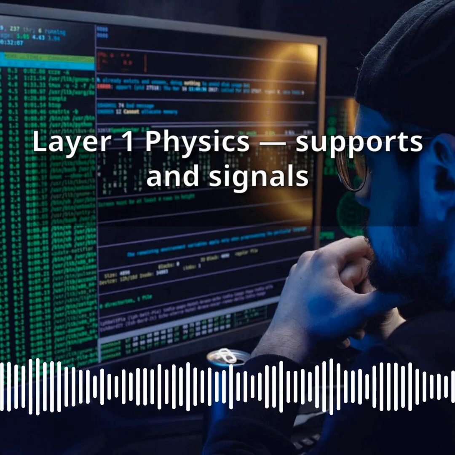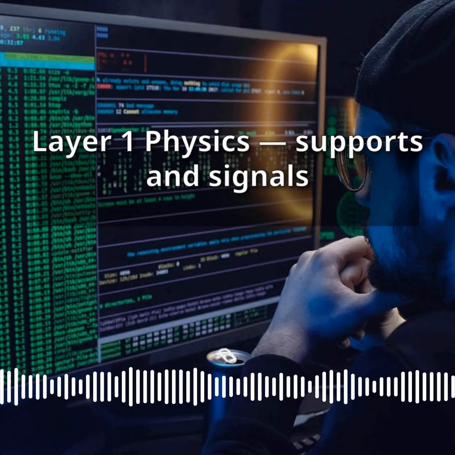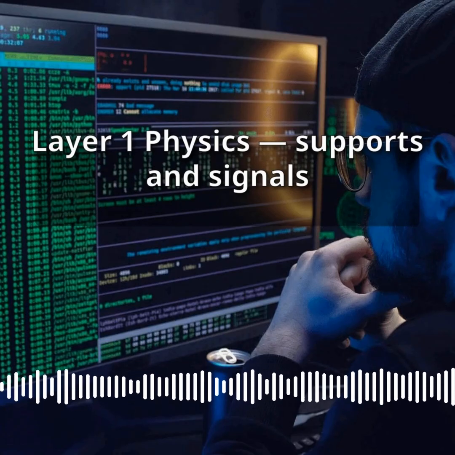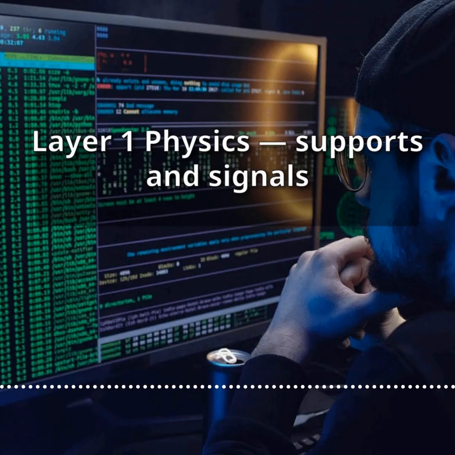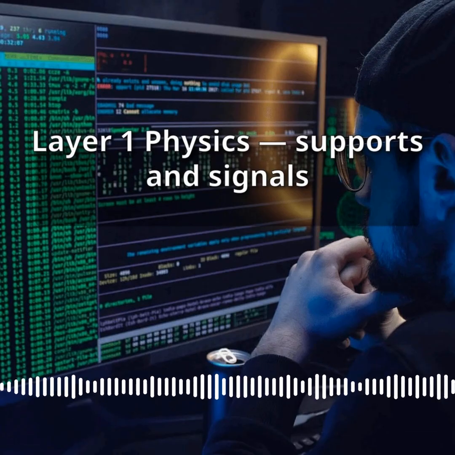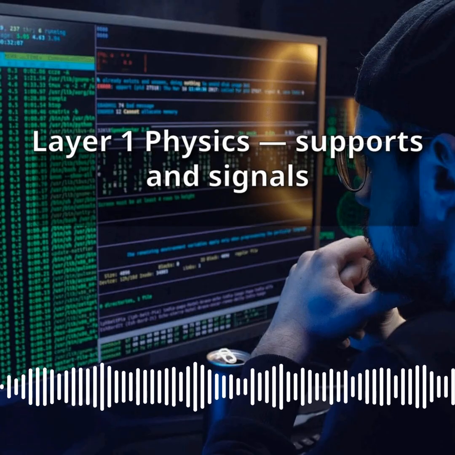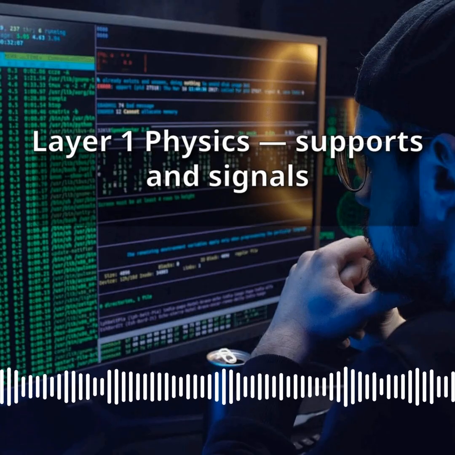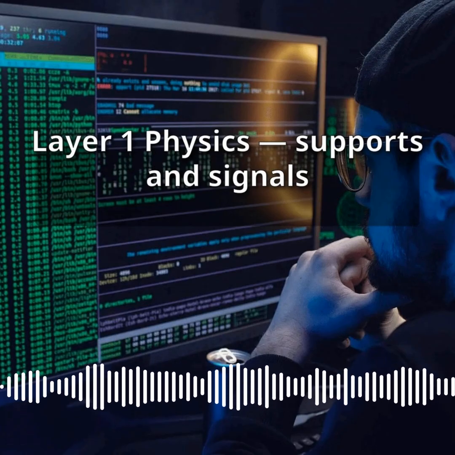Layer 1 is called the physical layer. Its sole responsibility is to transmit raw bits, zeros and ones, from one device to another. It does not care about addresses, protocols, or meaning. It only deals with how to represent and move those bits across a physical medium. The physical layer defines the electrical, optical, or radio characteristics of the transmission, as well as the connectors, cables, and signaling methods used. Understanding this layer is not just academic.